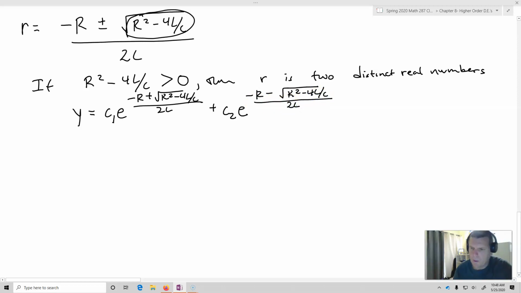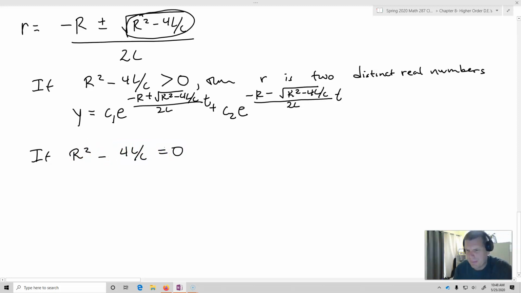Okay, so we're going to have 2 distinct real roots, and so consequently we'll get 2 distinct powers of e, and these should actually be functions of t. So whatever we end up with for r, we'll have both its conjugates, and that gives us our values. The second option is if r squared minus 4L over C is equal to 0.